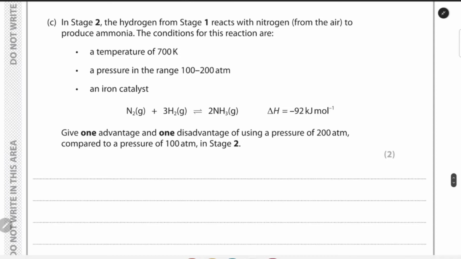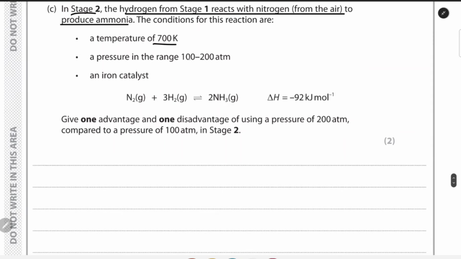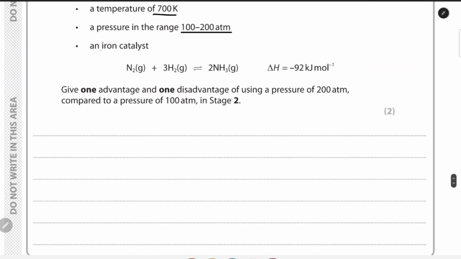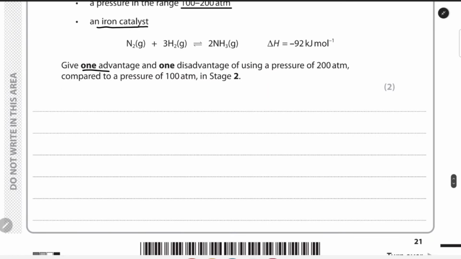Now moving into part C, we are told that in stage 2, the hydrogen from stage 1 reacts with nitrogen to produce ammonia. We are given the conditions of the reaction, where the conditions are a temperature of 700 Kelvin, a pressure between 100 and 200 atm, and an iron catalyst. We have to give one advantage and one disadvantage of using such a high pressure.